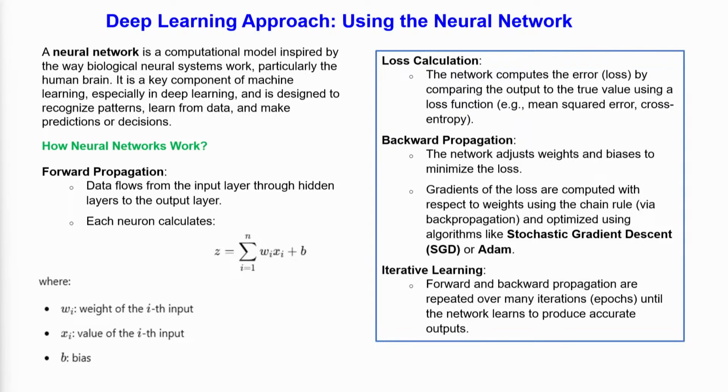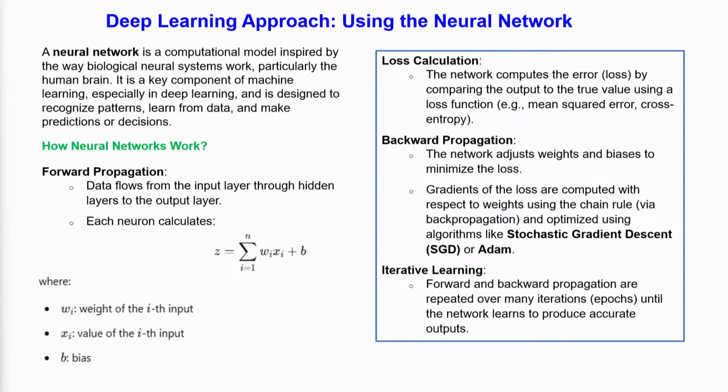So, the network computes the error by comparing the output to the true value using a loss function. A loss function is nothing but a way to see how much your prediction from the data is differing from the actual solution, and you do that because once you find this loss, an error, you can find a way to minimize it. So, it simply adjusts the weights and the biases to minimize the loss.